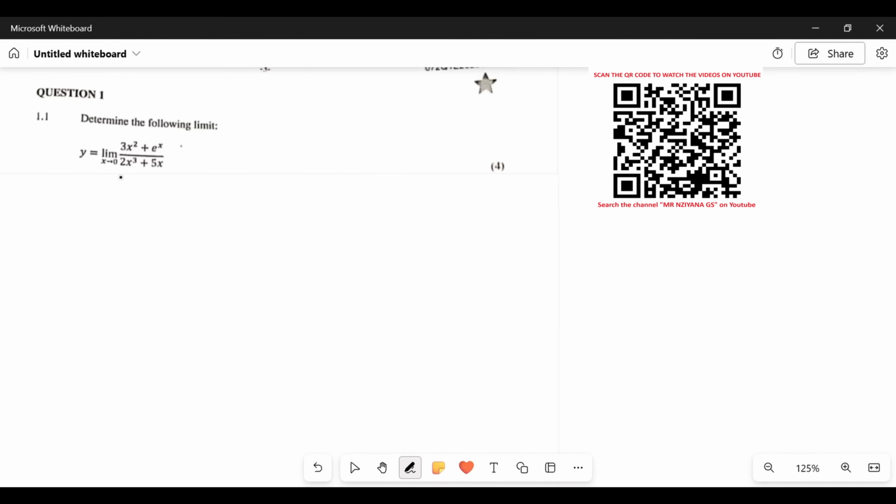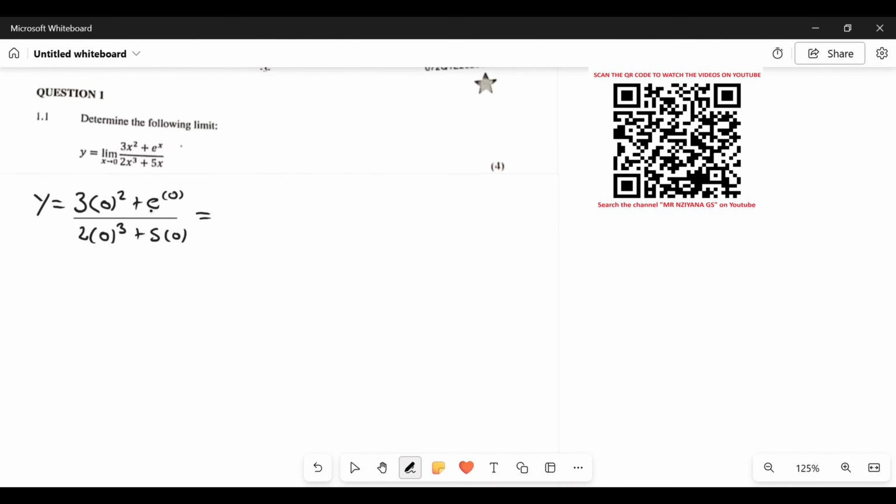So we first start by doing direct substitution with this one. Wherever there is x, we're going to substitute with 0 since x is approaching 0. So let's do it. It's going to be 3 multiplied by 0 squared plus e to the power of 0, divided by 2 multiplied by 0 to the power of 3 plus 5 multiplied by 0, right?